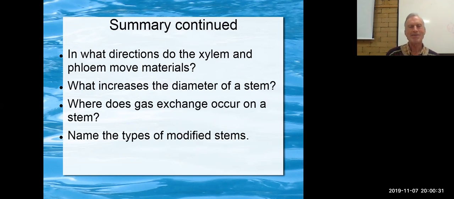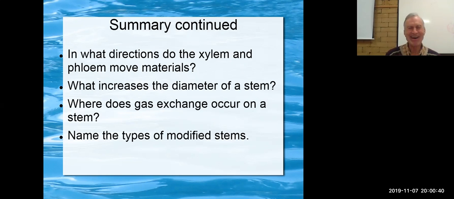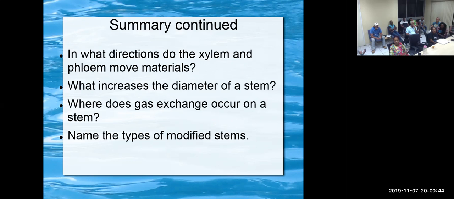Let's see how many types of modified stems we can remember. There are five of them. What are they called? Stolon, corm, bulb, rhizome, tuber. Let's give an example of each.